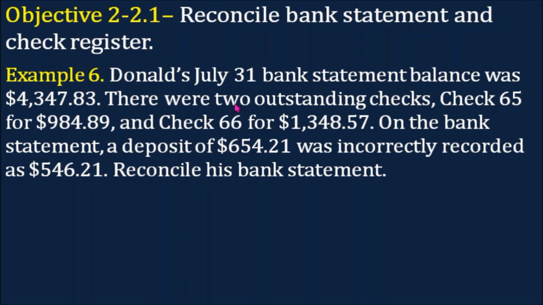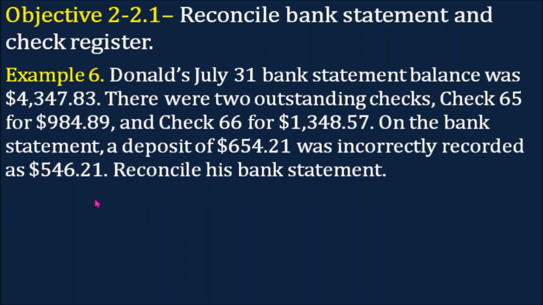Example number 6. Donald's July 31st bank statement balance was $4,347.83. There were two outstanding checks. Check 65 for $984.89 and check 66 for $1,348.57. On the bank statement, a deposit of $654.21 was incorrectly recorded as $546.21. Reconcile his bank statement.